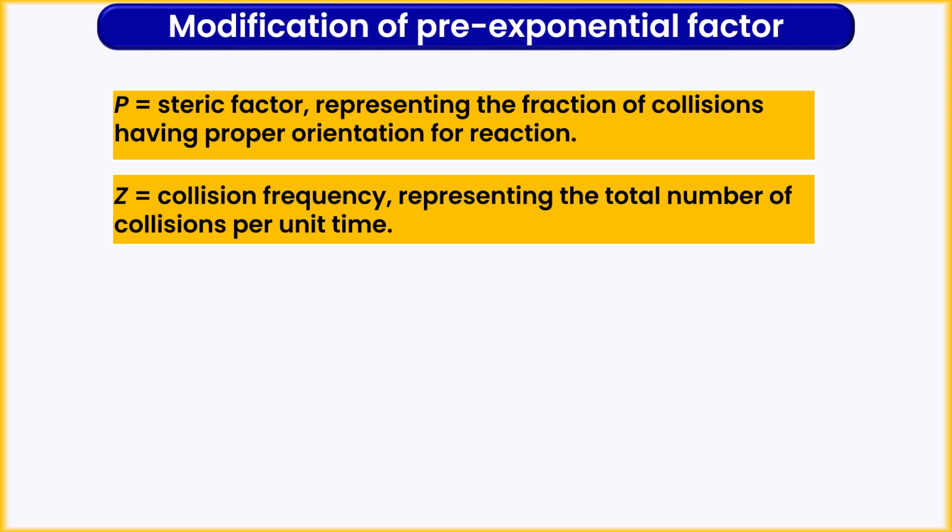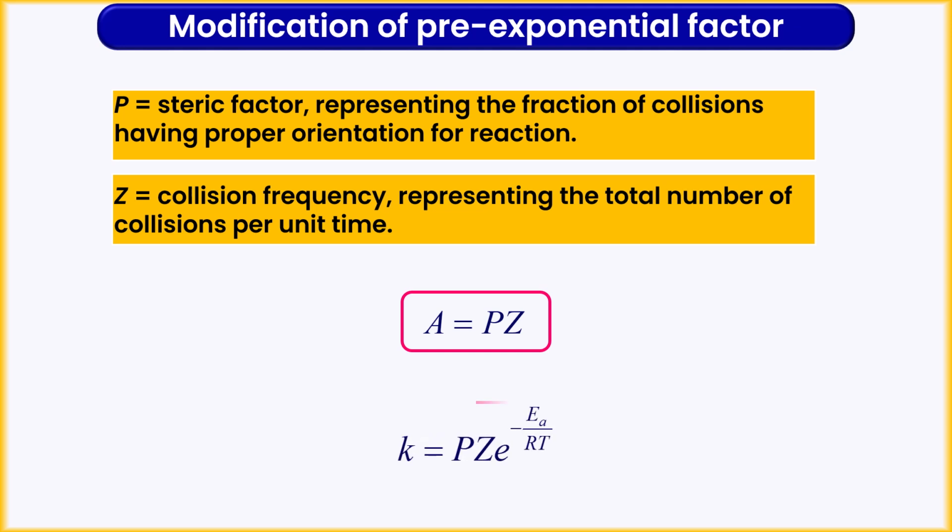Therefore, the pre-exponential factor is rewritten as A is equal to PZ. As a result, the Arrhenius equation can be expressed as the rate constant is equal to PZ multiplied by exponential of negative Ea by RT.